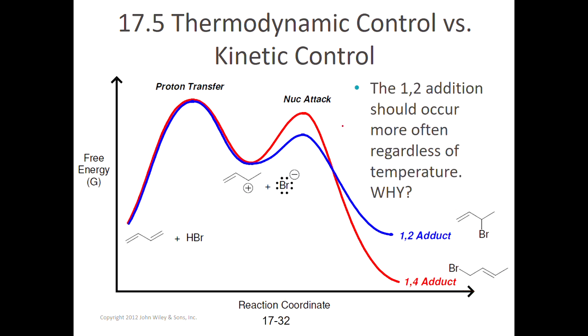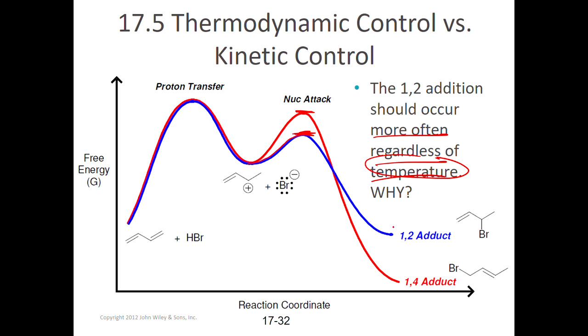So as we said before, whichever pathway is lower in energy for its transition state is going to happen more often regardless of the temperature. Even at a higher temperature, if the transition state energy is lower than the other one, it's still going to happen more often. The only thing is, with a higher temperature, it can then also go back more often.